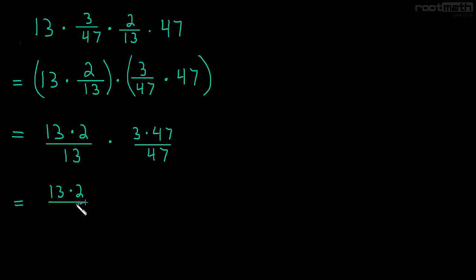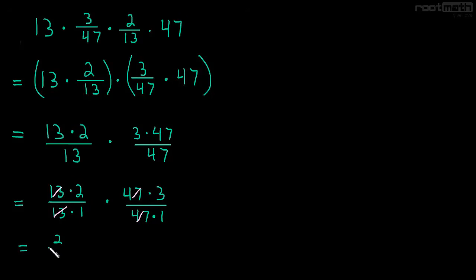So 13 times 2 over 13 times 1, right? 13 is the same as 13 times 1. So we'll just put that 1 in there. And 3 times 47 is the same as 47 times 3. And 47 is the same as 47 times 1. And now we're all set to cancel.